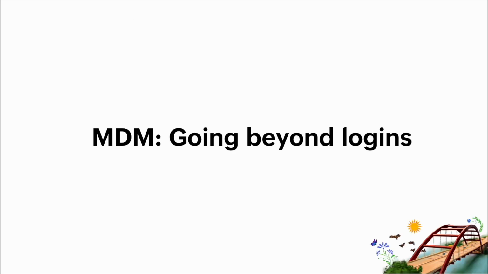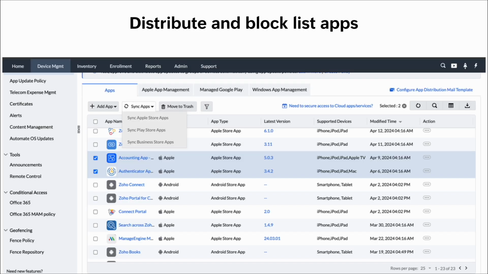So, just to reiterate what we have talked about so far, we've talked about the kind of security threats, and then we talked about password policies, and then MFA, and some of the advanced security measures. We'll move on to talk a little bit about MDM, which is going beyond logins. So if you're a Zoho One customer, you can manage 25 devices of your employees. That's up to 25. It's free. Beyond that, it's a pricing part.